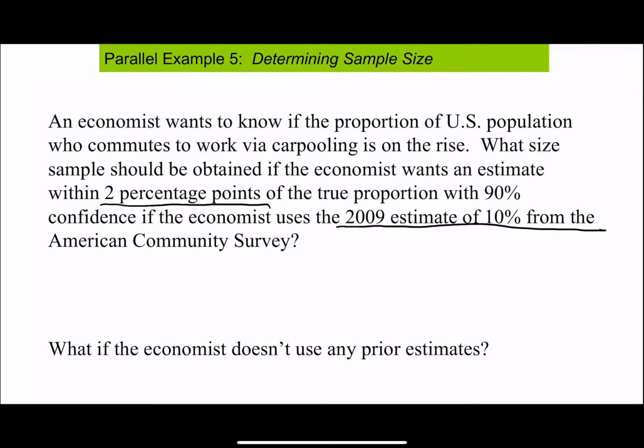So I want you to do two calculations. I want you to use the prior survey of 10%, so use the p-hat of 0.1, and then I want you to calculate if the economist did not use a prior estimate. So that would be a 0.5 p-hat. So do the math on both of those and pause this and then come back and we'll do it together.